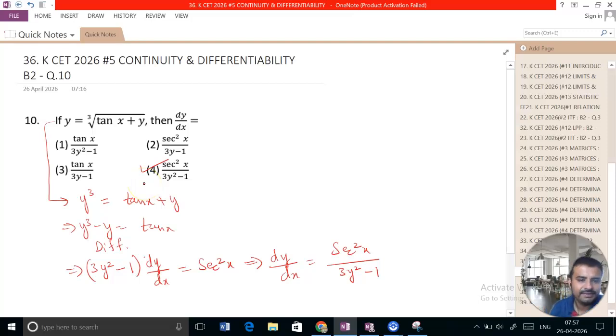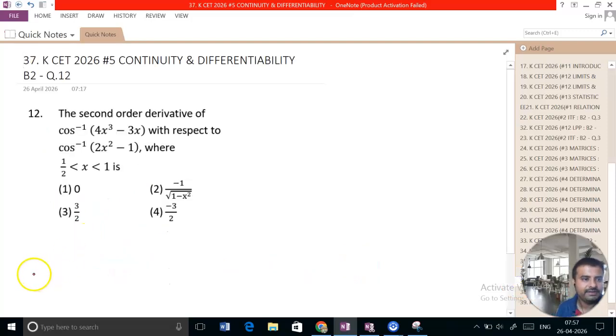See, very simple. Okay, next I'll move on to question number 12, version code B2. The second order derivative of cos inverse of 4x cube minus 3x with respect to cos inverse of 2x square minus 1.